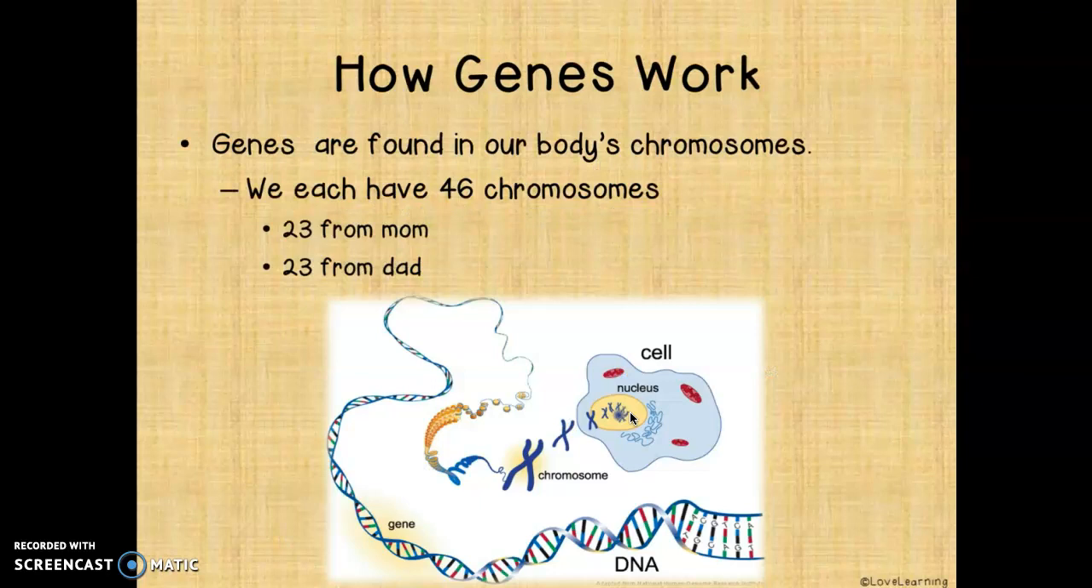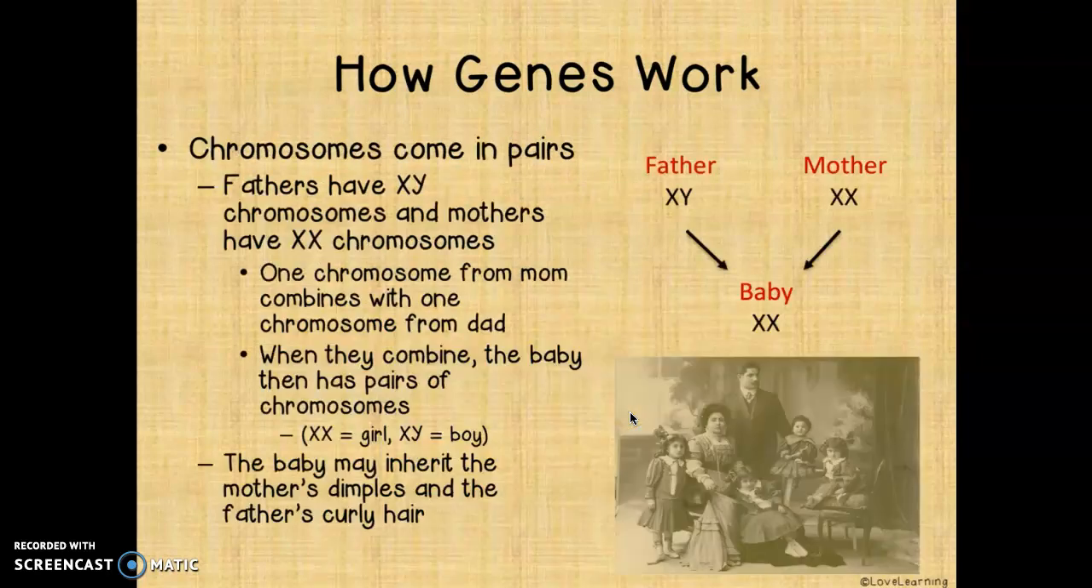How genes work. Genes are found in our body's chromosomes. We each have 46 chromosomes, 23 from your mom, 23 from your dad. Chromosomes come in pairs. Fathers have an XY, mothers have an XX chromosome, all right? Females have XX chromosomes, men have XY chromosomes. So women and men have different chromosomes.